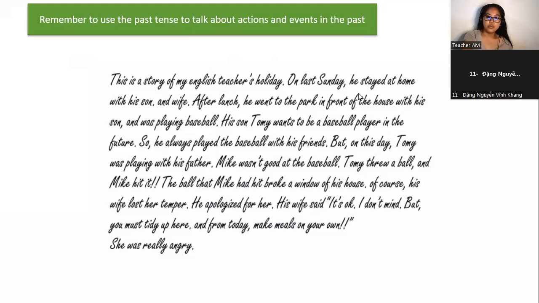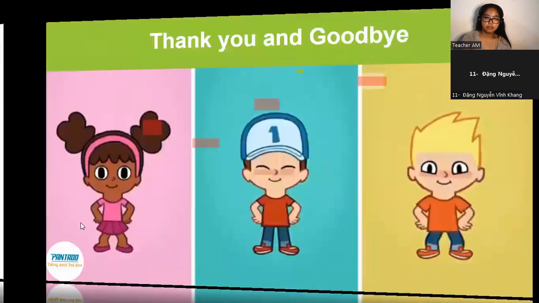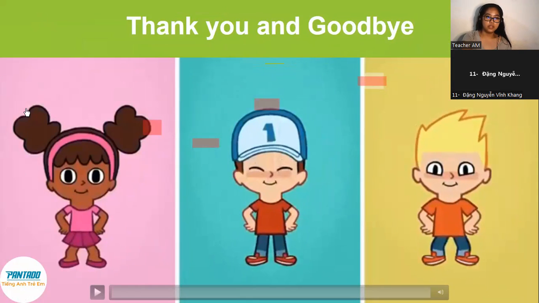Okay, so as you can see, we have stayed, went, was, played. Those are examples of past tense. Do you got it? Yes. Okay, so that was it. So are you almost done, Vin?